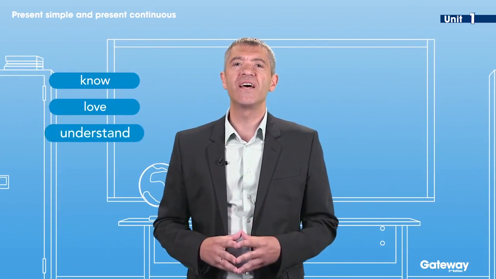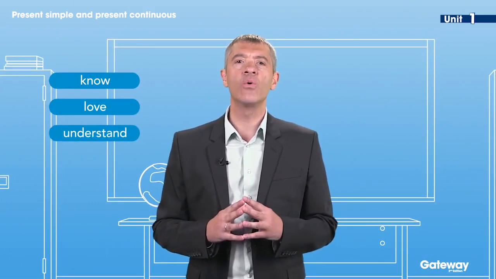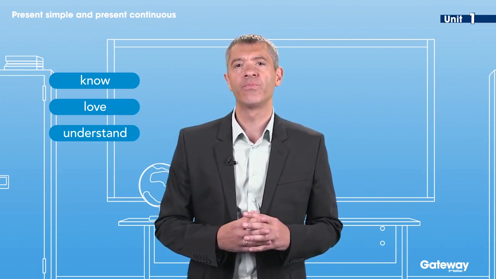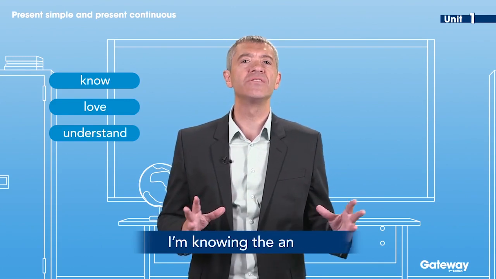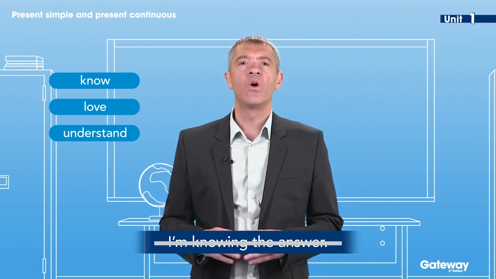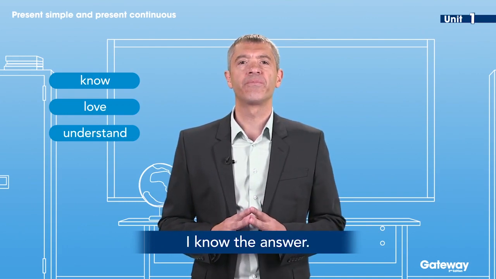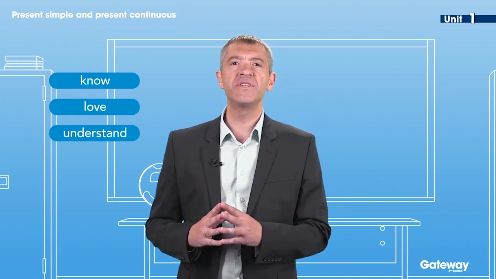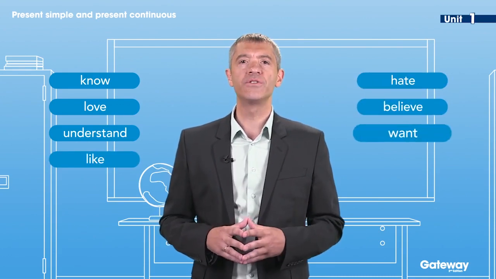Certain verbs, like know, love, or understand, do not describe actions, so they generally go in the present simple. For example, we don't say, "I'm knowing the answer." We say, "I know the answer." Other verbs that we use in the same way include like, hate, believe, want, and need.